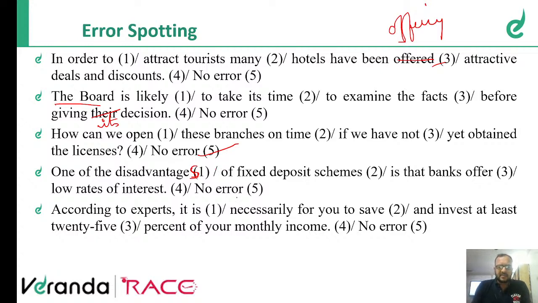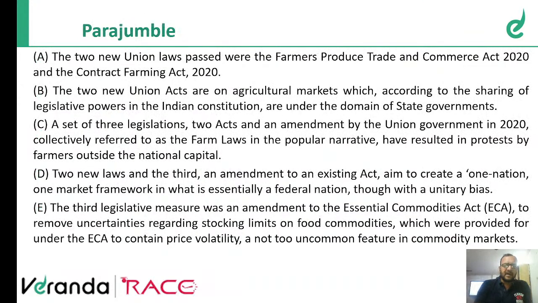According to experts, it is necessary for you to save necessary, not necessarily. According to experts, it is necessary for you to save and invest at least 25% of your monthly income. It will be necessary and not necessarily. Necessary is adjective. Necessarily is adverb. So here it is necessary will act as a complement to the verb is, subject it, so it will be necessary. Okay.